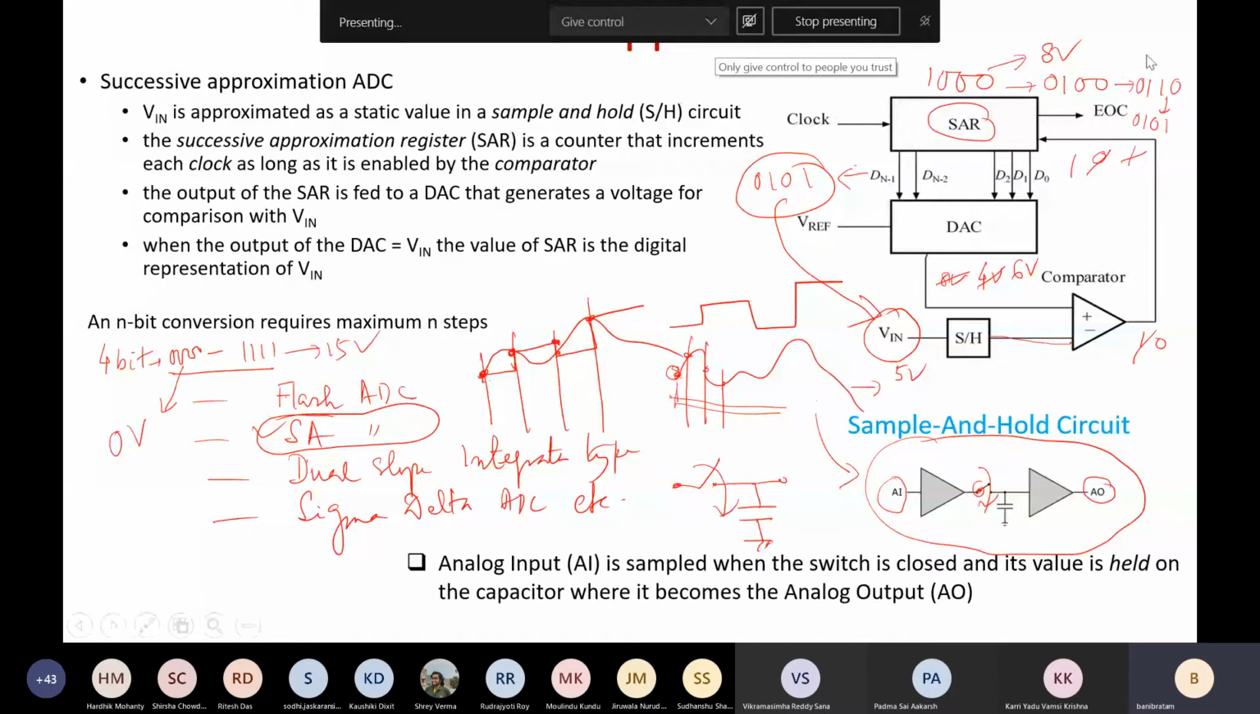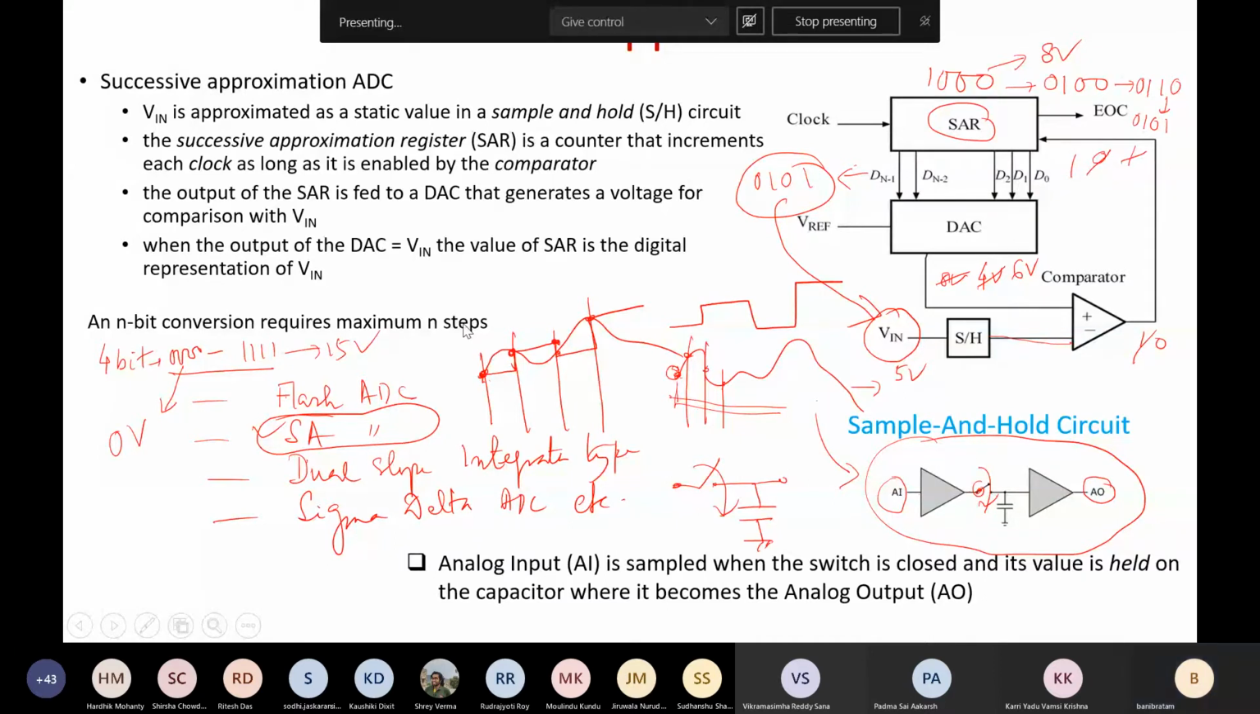And here you can see typically for this case how many steps are required. In one step 1000, then 0100, next step this one, next step this one, so 3 steps are required over here, fine. So we can see that if I have an n-bit successive approximation register ADC, then whatever be the analog signal, we need a maximum of n steps. Here we have 4 bits, so maximum 4 steps. And in this example, in 3 steps itself it is successfully converting my analog signal into the corresponding digital value. So for n-bit conversion, it requires a maximum of n steps.